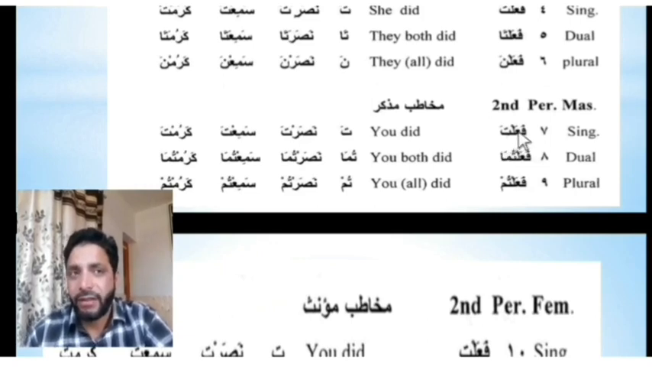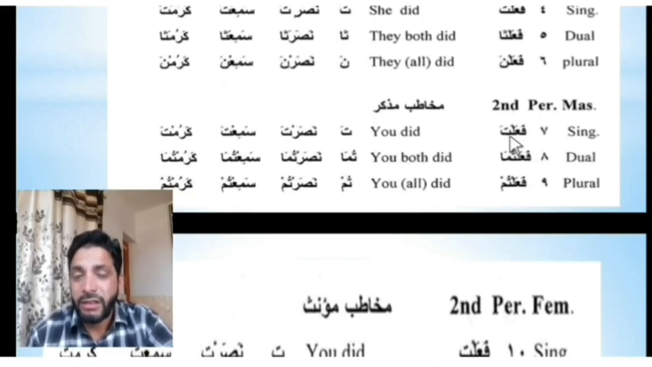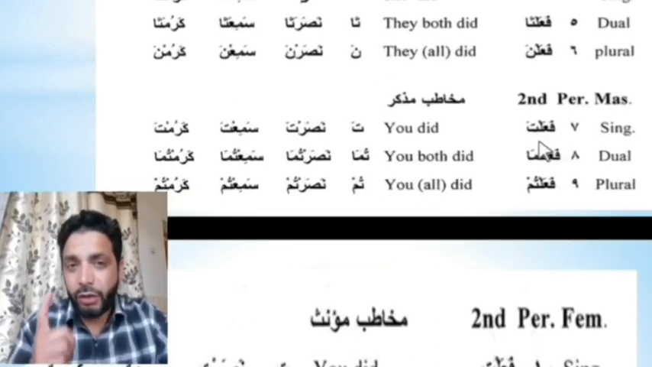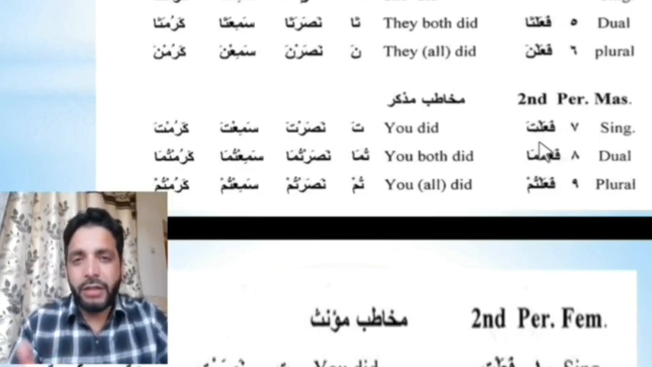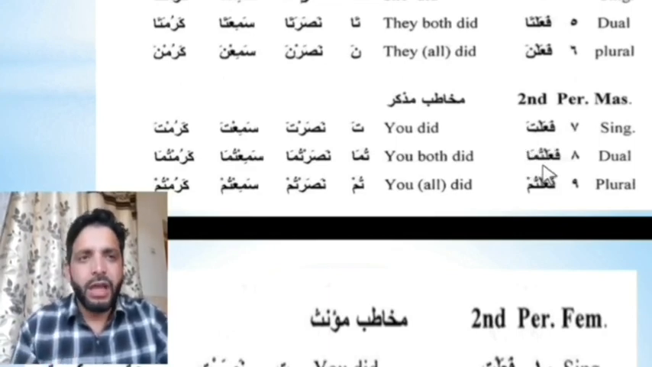Fa'alta. You did. We added ta to fa'ala, it became fa'alta. The examples are nasarta, sami'ata, qarumta. So fa'alta is al-mufrad, al-muzakkar, al-mukhatab. Al-mufrad means singular, al-muzakkar means masculine, al-mukhatab means second person.